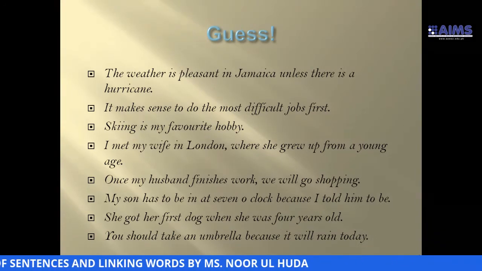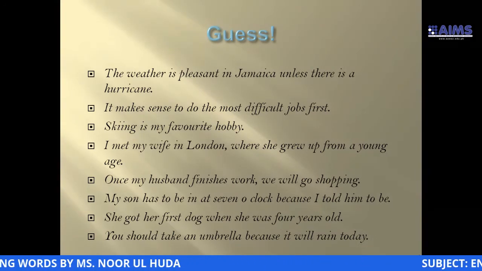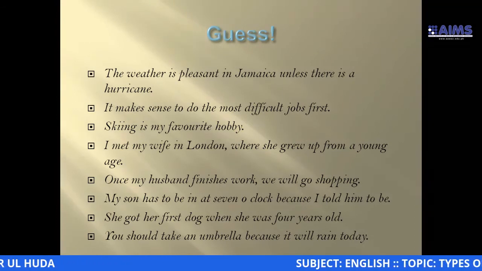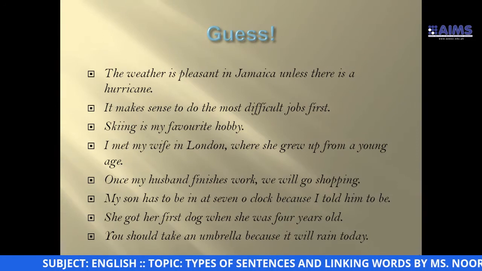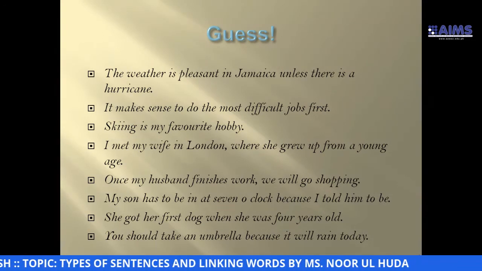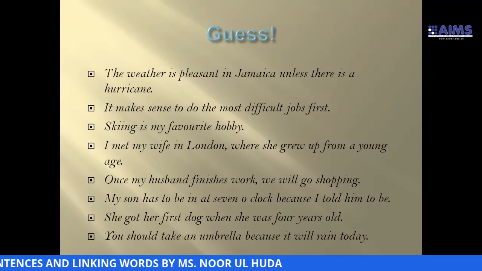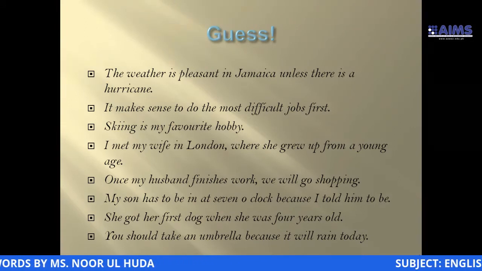You should take an umbrella because it will rain today. Now here, because is one of the coordinating conjunctions of FANBOYS. From FANBOYS, B is because. So we have used because here, so it is forming a compound sentence.